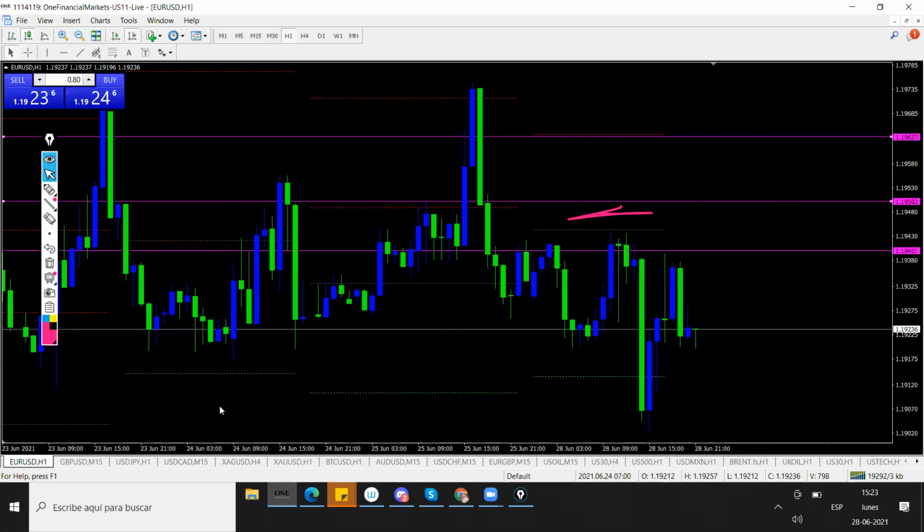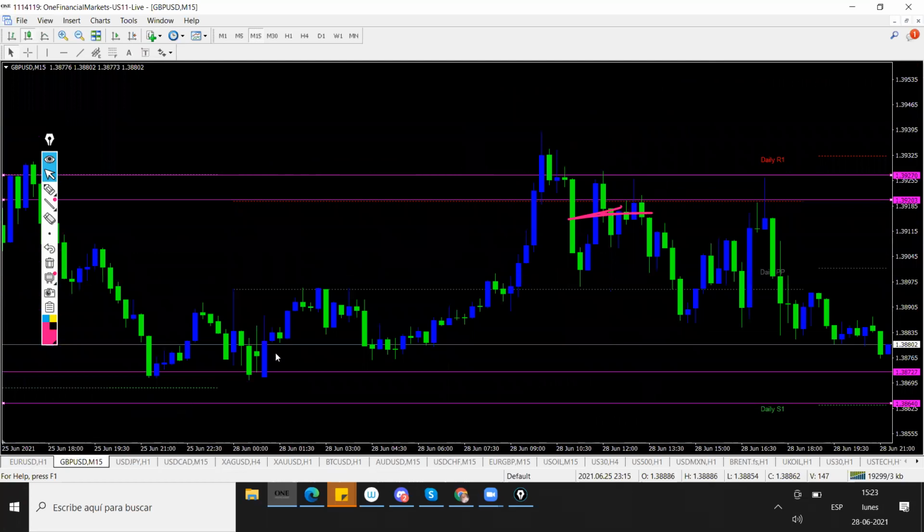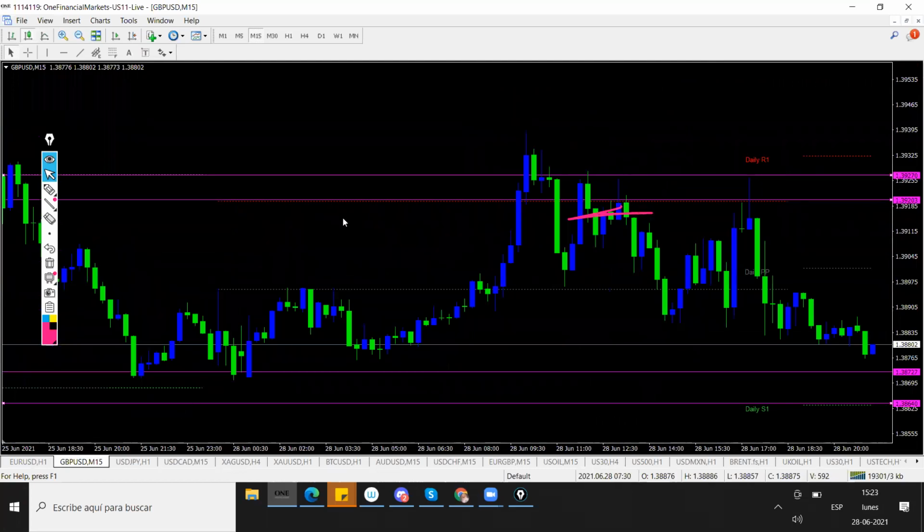Same for the euro dollar. We're buying the euro, we're buying the pound. If we are going to sell, we have to be careful. In fact, we moved the sell on the pound like 2 times already.